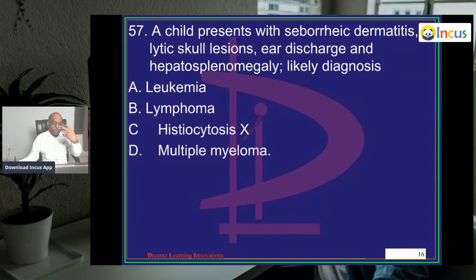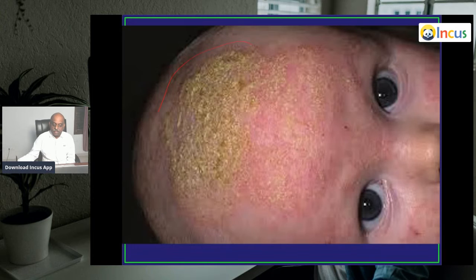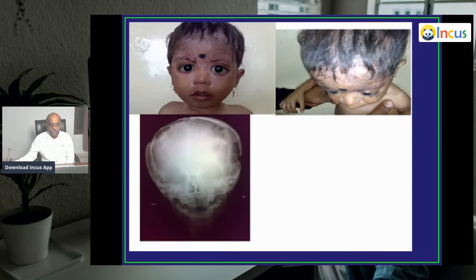Then seborrheic dermatitis, lytic skull lesions, ear discharge, hepatosplenomegaly. What is your diagnosis? Histiocytosis X. Seborrheic dermatitis is also called cradle cap. So seborrheic dermatitis, calvarial lytic lesions, ear discharge. These are the characteristic features which you need to remember.